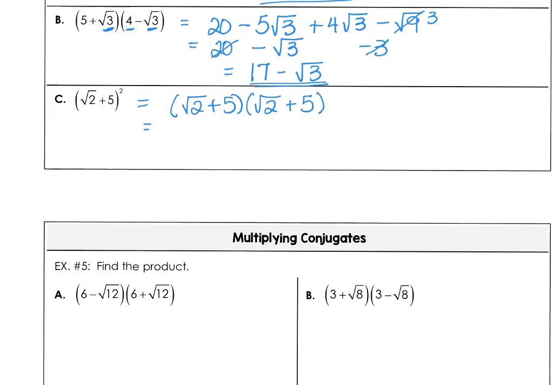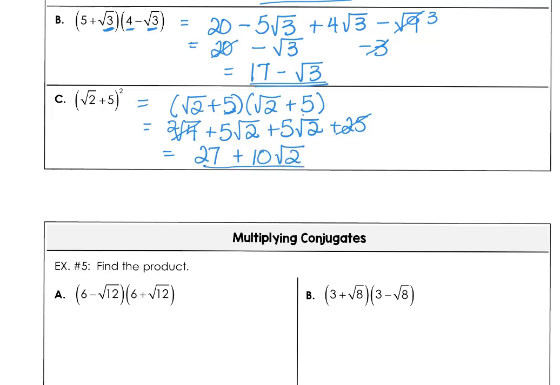So radical 2 times radical 2 is radical 4, and radical 2 times positive 5 is positive 5 square roots of 2, and then moving to this term, positive 5 times the square root of 2 once more, and then 5 times 5 makes 25. So combining like terms, this is 2 plus 25 makes 27, and 5 radical 2 twice makes 10 times the square root of 2.